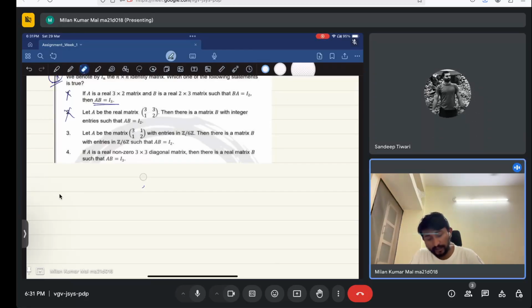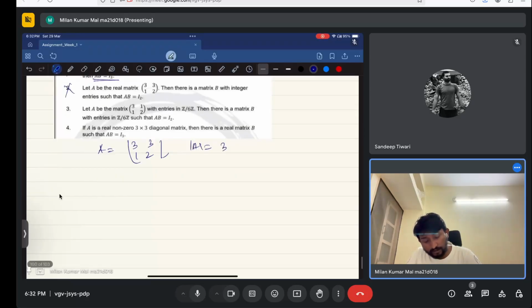Okay, let's find it. So the determinant of A, main point is that this is a 2 by 2 matrix, don't worry. The determinant of A is equal to 6 minus 3, that is not equal to 0, so there is an inverse. But what is the inverse? So let's find B, that is equal to adjoint of A by the determinant of A.